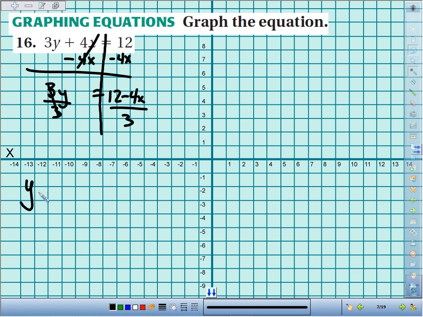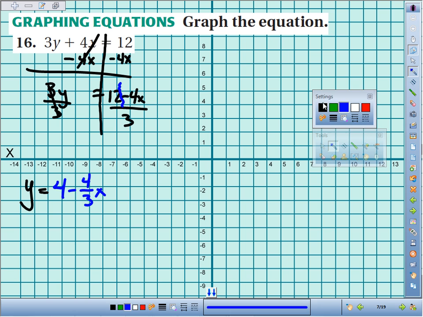You get y equals, if we earthquake this and split it into the two pieces, 12 divided by 3, that's 4. Negative 4x divided by 3 doesn't work out so nice. We can't really reduce that fraction, so we're going to just leave it as negative 4/3 x.